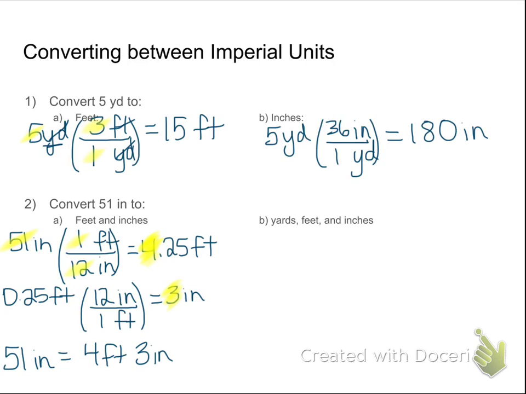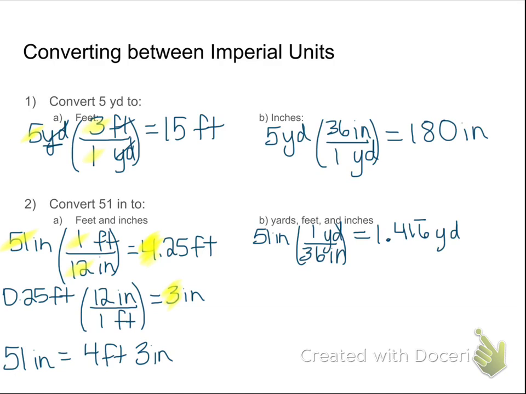Okay. Now if we wanted to take that and convert it into yards and feet and inches, well, again, we want to start with the biggest unit. So 51 inches, we want to convert that to yards. Ooh, that's not correct. We would want the inches to cancel out and the yards to go on the top. And we know that 1 yard is 36 inches. So 51 inches times 1 yard divided by 36 inches gives you 1.416, and the 6 is repeating, yards. So this means we've got 1 entire yard and then almost half of a yard.